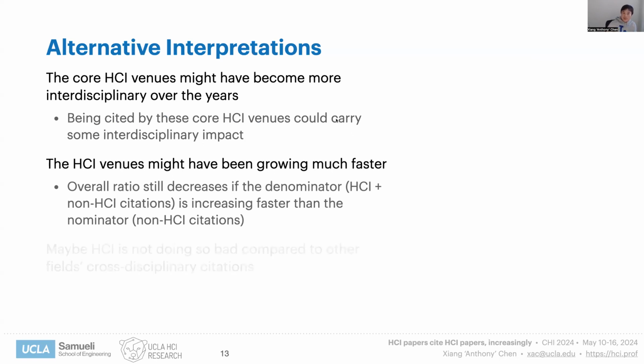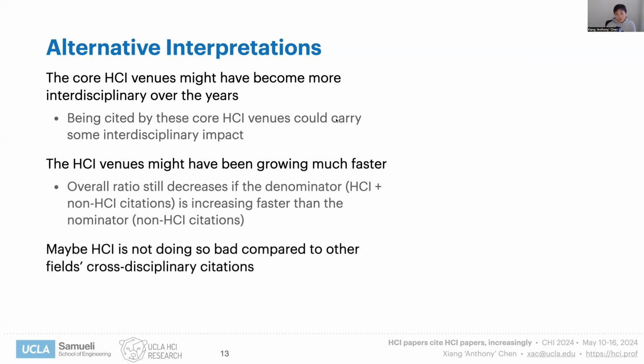Lastly, without comparison to other domains' interdisciplinary impact, we don't know if HCI is doing good or bad, or about the same. In order to answer that or verify this assumption, we have to perform more analysis, such as looking at if, say, CVPR has reached a certain interdisciplinary impact over the years.